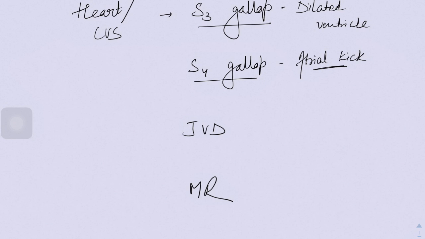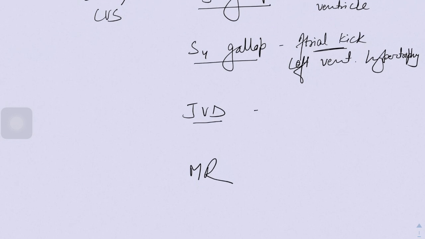Next sound is the S4 gallop. It is because of a hypertrophied left ventricle, and since the atria has to give a push to the blood, also known as atrial kick, S4 gallop is produced.